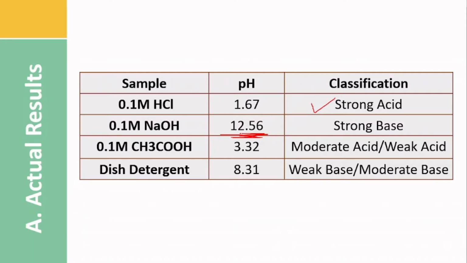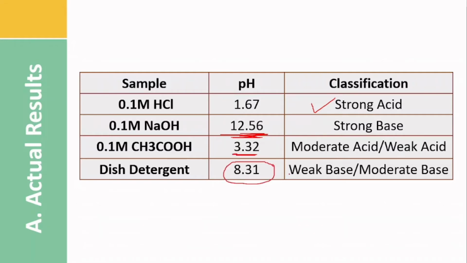Next naman is your 0.1 molar of your CH3COOH or your acetic acid. It has a pH of 3.32 and is classified under moderate acid or your weak acid. And then lastly, our dish detergent. It has a pH of 8.31 and is classified under weak base or moderate base. So, ang sabi po natin, yung mga soap natin, usually mga basic yan.